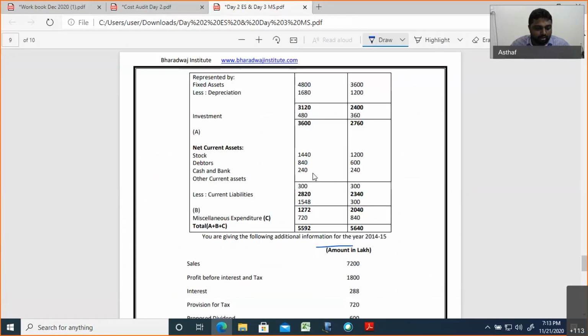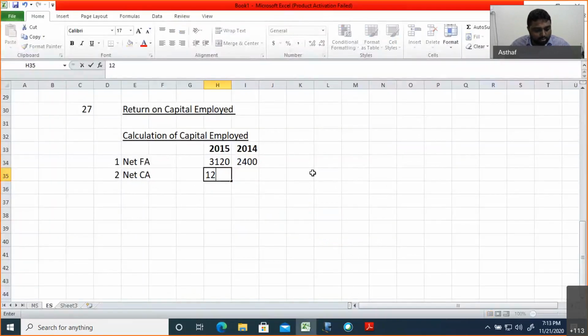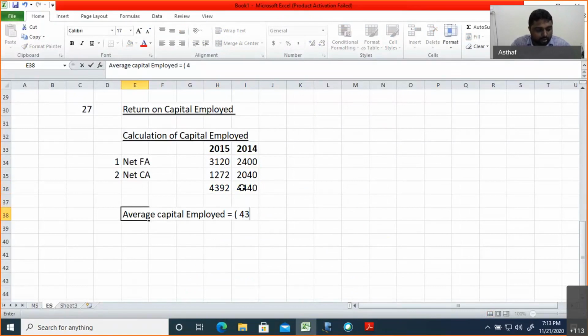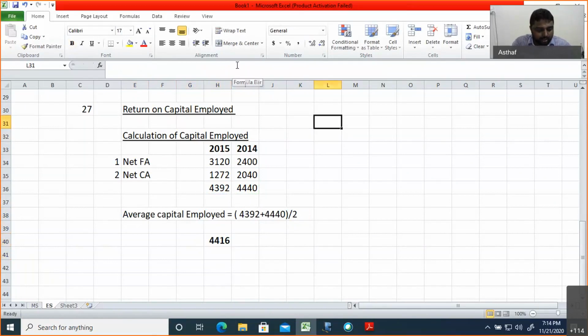So what is the amount of your net current asset? Net current asset is 1272. Everything is given in the question, so for you it is very easy. Here you want to do the average because they are asking for 1 year only. So average capital employed: what is average capital employed? 4392 plus 4440 divided by 2. So what will be the answer? 4416. What is the EBIT? The formula I will tell you. Return on capital employed.